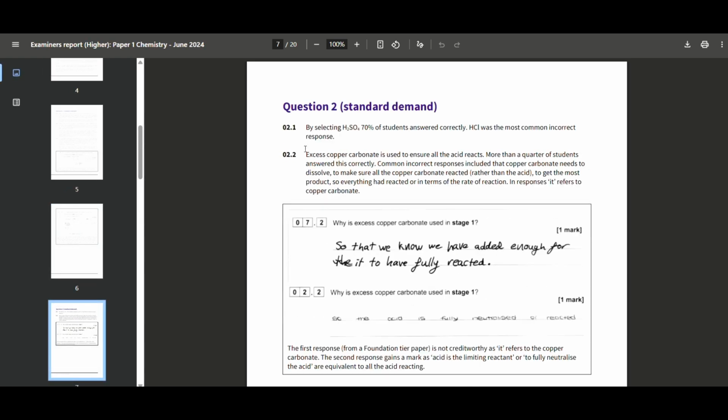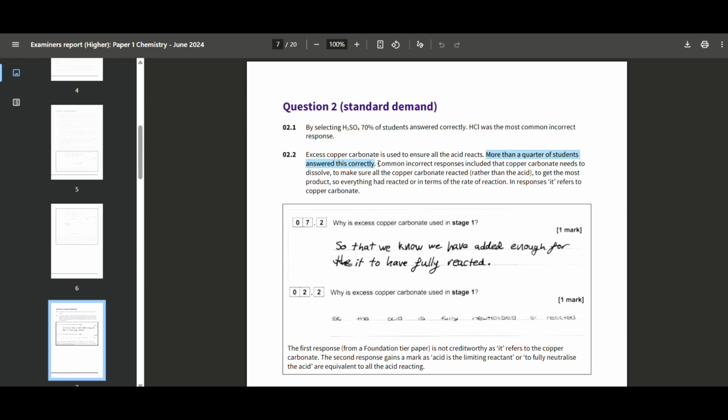So 2.2, why is excess used? That is to ensure all of the acid reacts. More than a quarter of students answered this correctly. So this means about 75% of students did not answer it correctly. They did not know why we add excess. Why do we add extra?